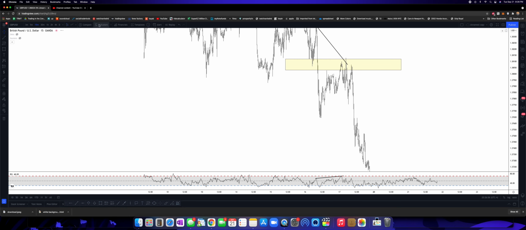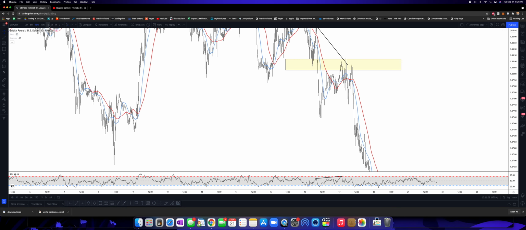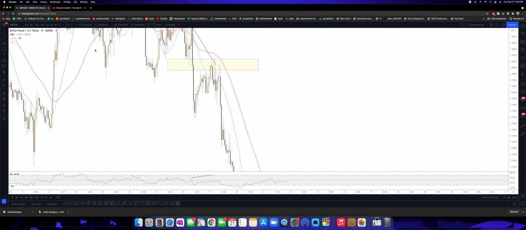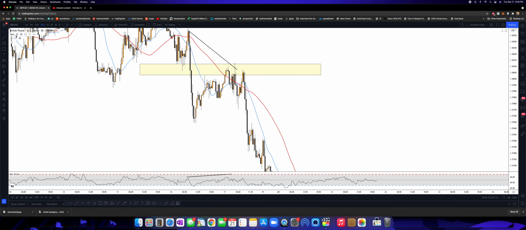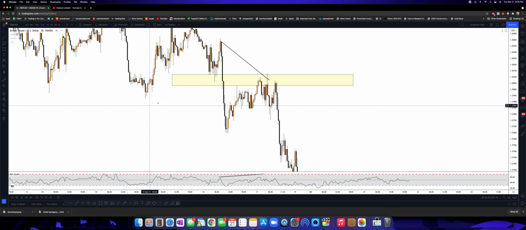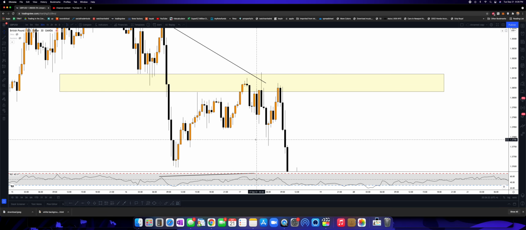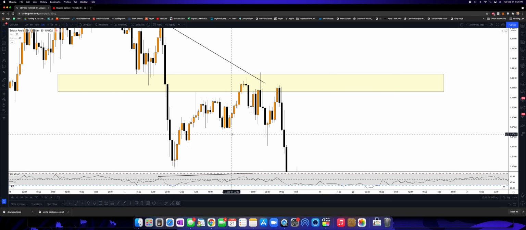Hidden divergence. So we have the hidden divergence. We have the SMAs lining up and creating lower lows and lower highs. We're now trading below and rejecting off the 50 SMA. So we can now take off the SMAs. We know that, of course, it's trading with the trend. We're seeing sells. But what we're going to do is be patient.